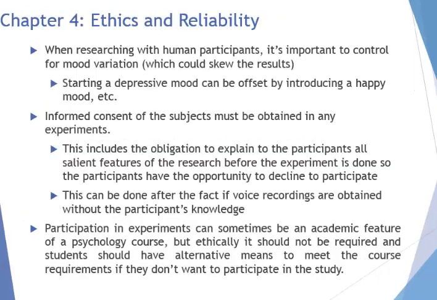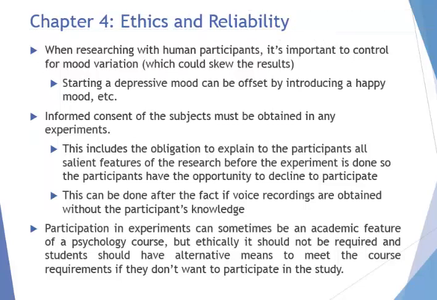Our next chapter focuses on a very important aspect of experimentation, and that is the ethical issues that are relevant to experimentation, and also, of course, how those ethical issues impact the reliability of the study. Of course, when researching human participants, it's important to control for mood variation. A depressive mood can be offset by introducing a happy mood.